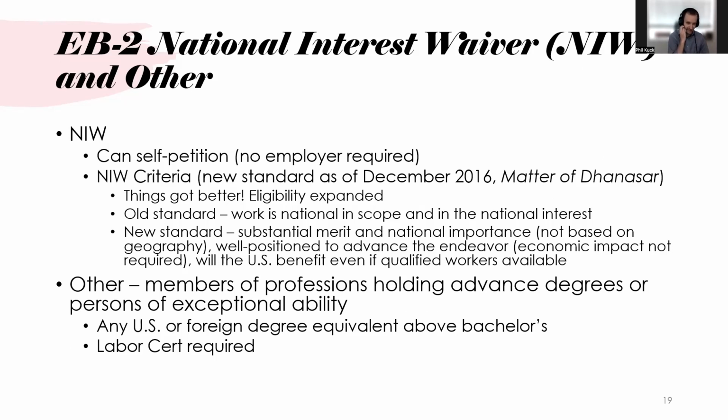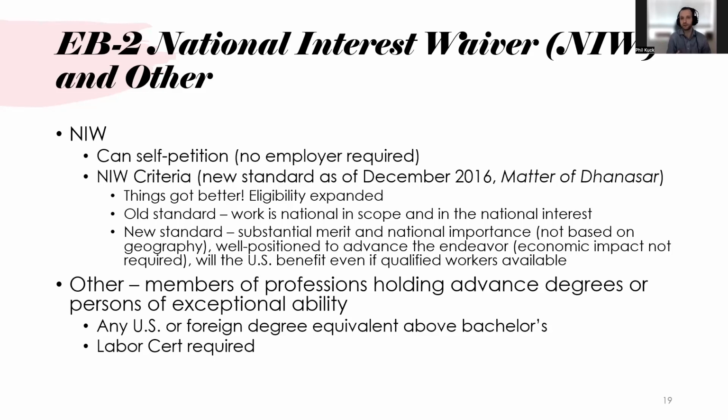National interest waiver is in the second preference category. It's not extraordinary ability, but it's exceptional ability. Persons with bachelor's degrees or 5 years experience, or master's degree. If you have a master's degree, then you can skip all that crap about the exceptional ability, which is nice, right? So as of December 2016, there was new criteria for the national interest waiver.